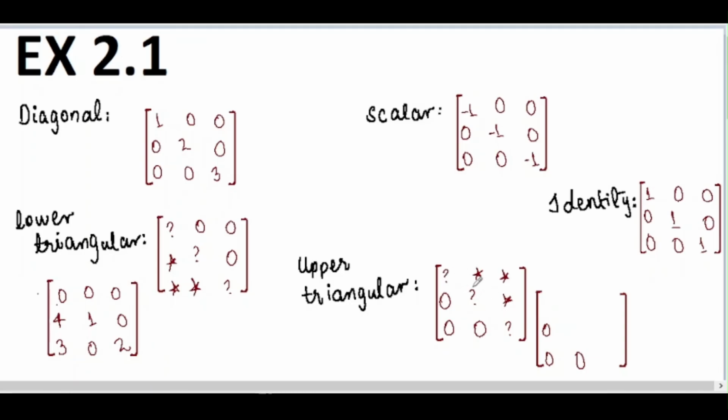Same goes for upper triangular. At least one non-zero element in these question mark places, so I'm writing -1 over here, and the rest can be 0 or non-zero depending upon my choice, so 0 and 0. In these star places, there should be at least one non-zero element, so I'm writing -3 over here, and the rest can be 0 or non-zero. I'm writing -4 and -5. Okay, so this is upper triangular matrix, this one is lower triangular matrix, this one is a diagonal matrix, this one is a scalar matrix, and this one is identity matrix.